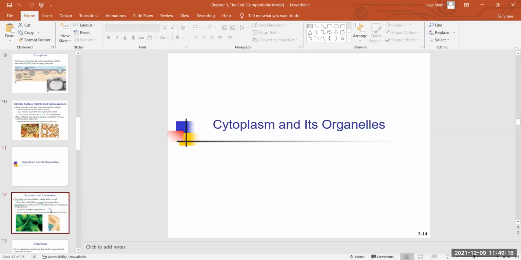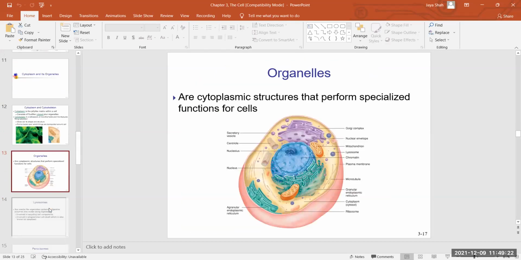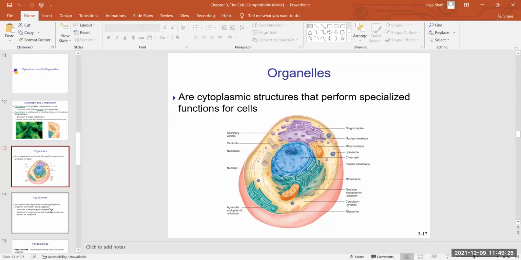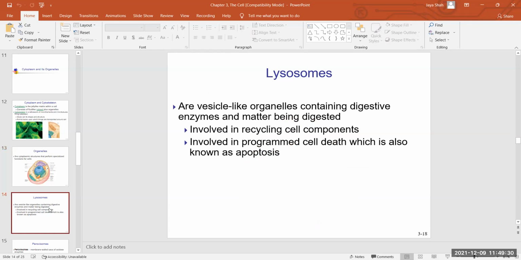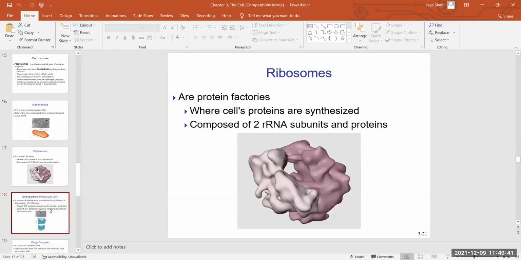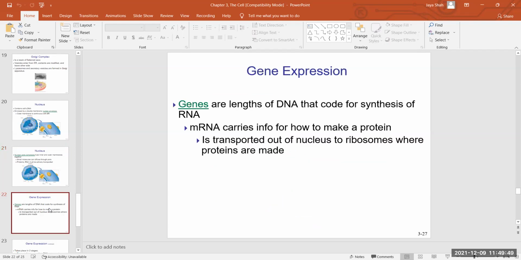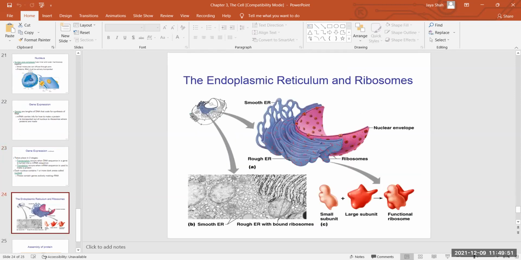Cytoplasm organelles, pretty much all the organelles and their functions. The most important are the peroxisomes, lysosomes, mitochondria, but you have to go over every one of them. Free radicals and peroxisomes, how peroxisomes are helpful in clearing free radicals in our body. So all the organelles here. Then gene expression, what are the 3 steps in gene expression to synthesize protein?